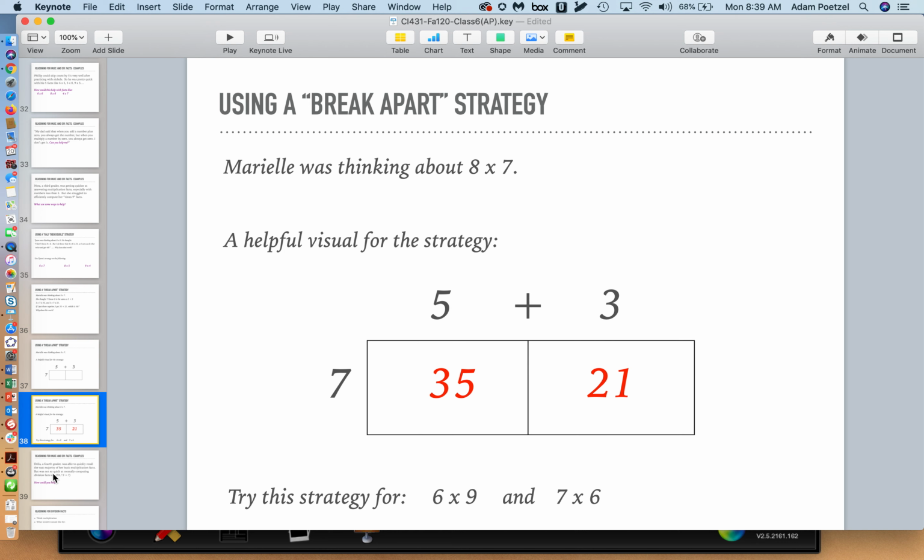So on your own, can you pause the video and try one, let's do 6 times 9 or 7 times 6. Why don't you pause and try at least one of those for a second.